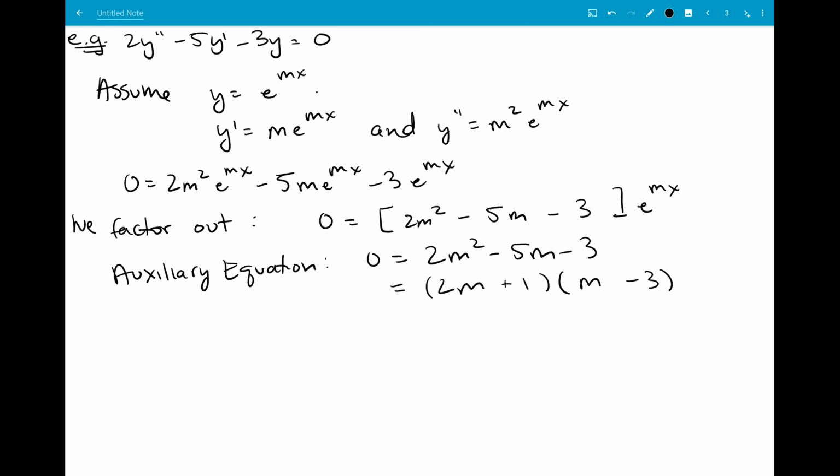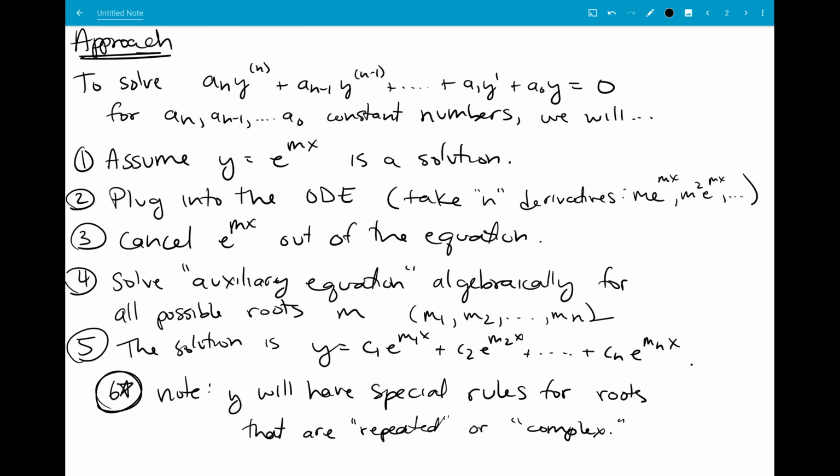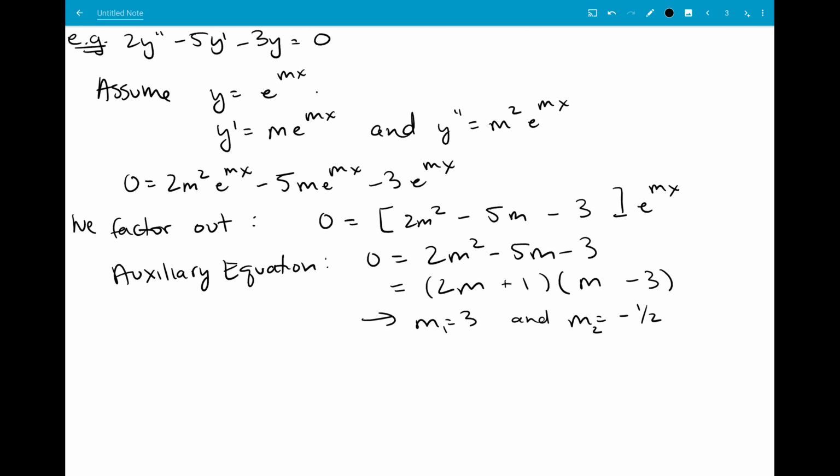So I'm trying to solve this for m. I factored it in this way. And so I find that m is equal to 3 and m is equal to negative 1/2. That's sort of my m1 and m2. From here I said that you would find possibly n roots. So I had a second order equation, and I found 2 values for m.